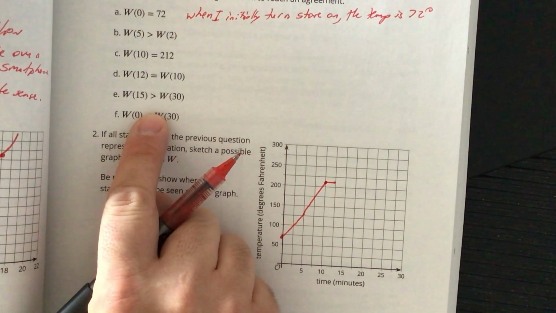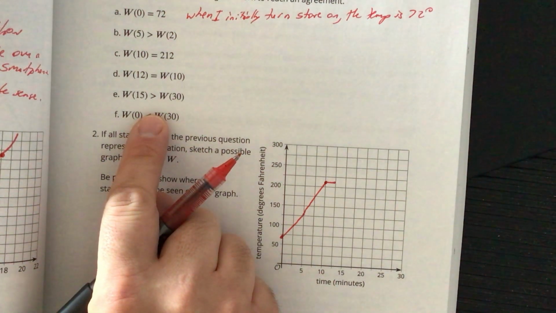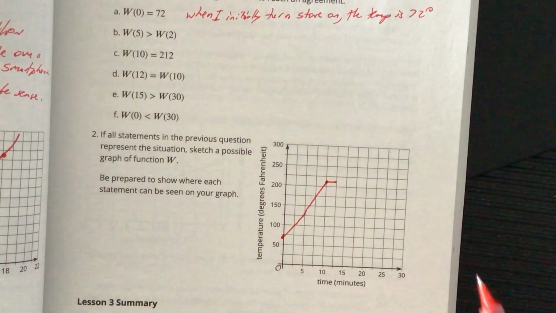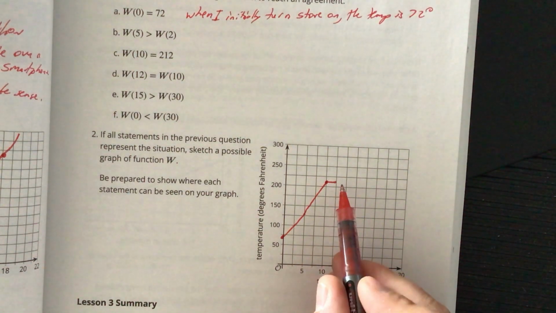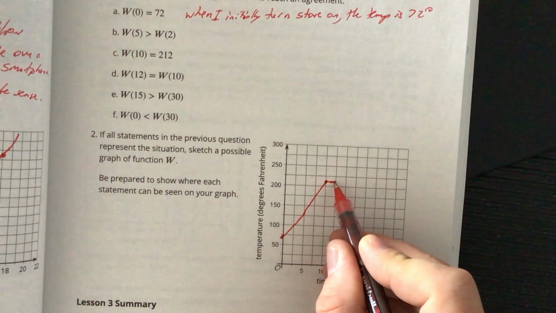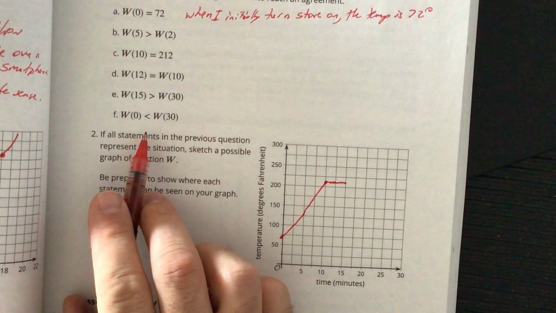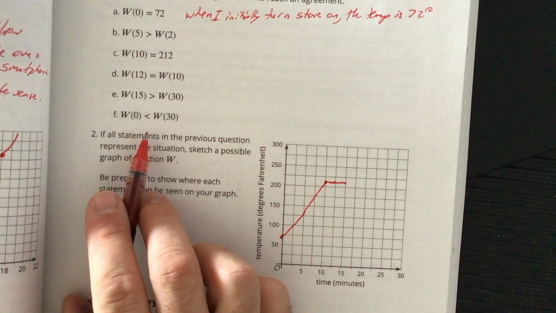Oh, when it's at 15 minutes, it's greater than 30 because they probably turned off the stove. Okay, so 15 is greater than 30. So here's 15. I'm gonna say it just holds steady for a while. 30 we know is gonna be less. How about this one? 0 is less than 30.